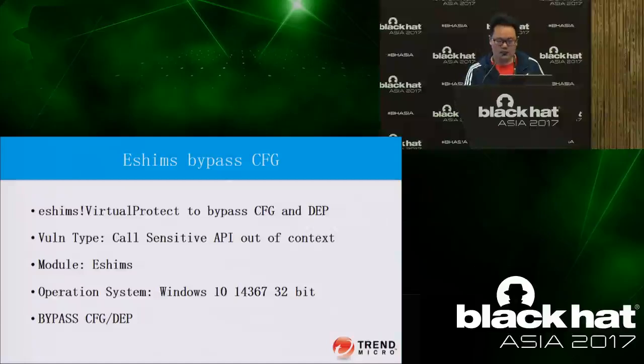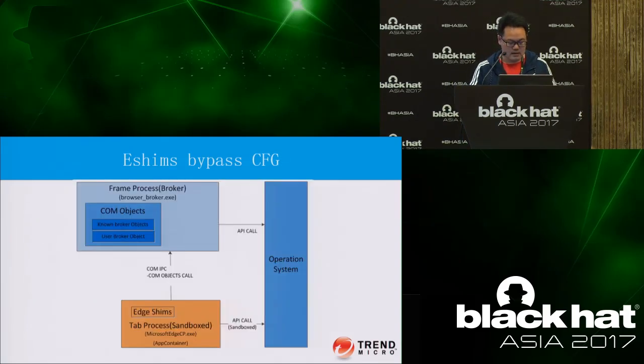This method I call using ESIM to bypass CFG. The vulnerability type is called sensitive API out of context, and this vulnerability is in the ESIM module. Okay, let's see what the ESIM is. This is the ESIM architecture in Microsoft Edge.